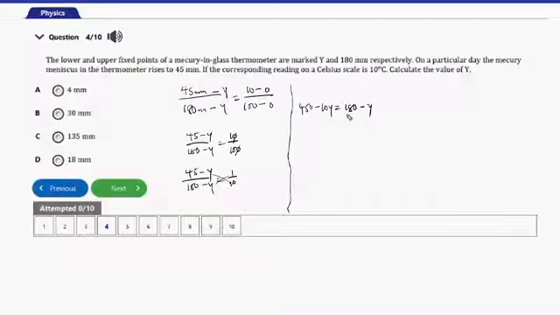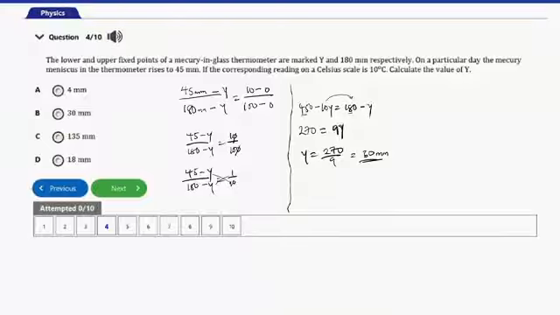So in this case, if we collect the like terms here, we're going to have 450 minus 180 is 270. So 270 is equal to 9Y. So in that case, if 270 is equal to 9Y, then Y is 270 over 9, and that corresponds to 30 mm. So option B is the answer to this question.